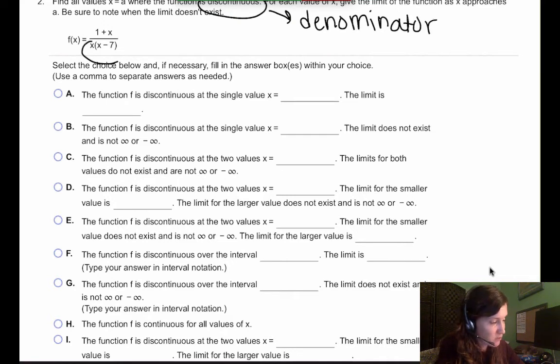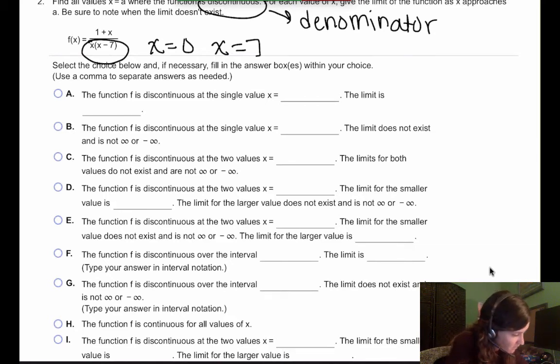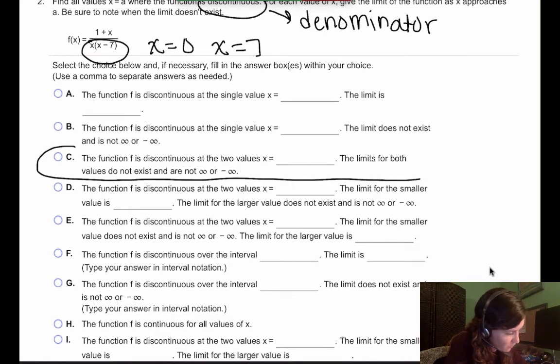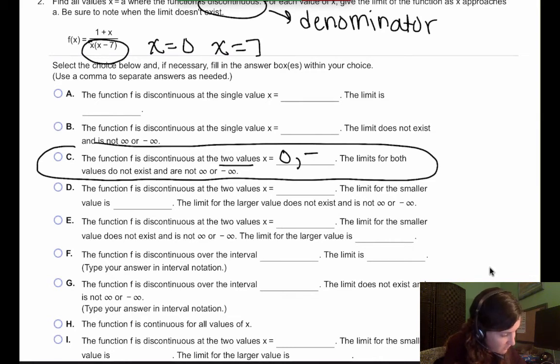So right here, it's not defined at x is equal to 0 or x is equal to 7. And I check and nothing simplifies, like I can't cancel it out with anything in the numerator, so I'm stuck with those. Those are actually both points of discontinuity, and the limit does not exist there. So let's see, what option would that be? Single value, two values. This would be an example of what this is trying to say. So it's discontinuous at 2 x values, in this case 0 and 7, and the limits do not exist.